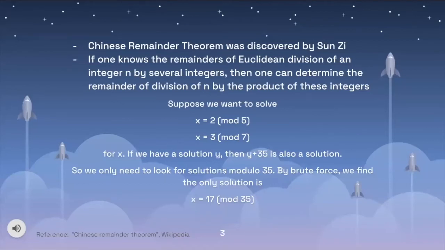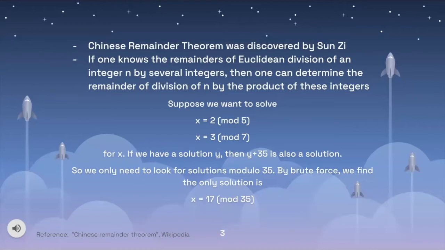So I'm going to start off the presentation with an introduction. The Chinese remainder theorem, known as CRT, was first discovered by the Chinese mathematician Sun Zi, and it is a theorem which gives a unique solution to simultaneous linear congruences with coprime moduli. Basically, if one knows the remainder of Euclidean division of an integer n by several integers, then one can uniquely determine the remainder of division of n by the product of these integers.